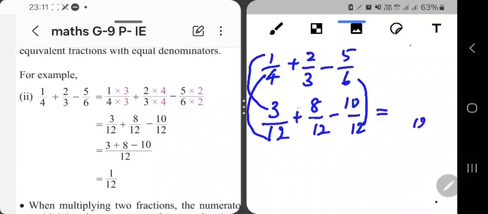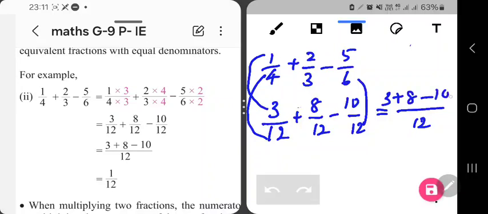Now you can easily calculate. You can bring 12 and just do the normal calculation: 3 plus 8 minus 10. So 3 plus 8 is 11. 11 minus 10 is 1. So that's how this value of 1 over 12 was deduced there. So it's pretty easy, right?